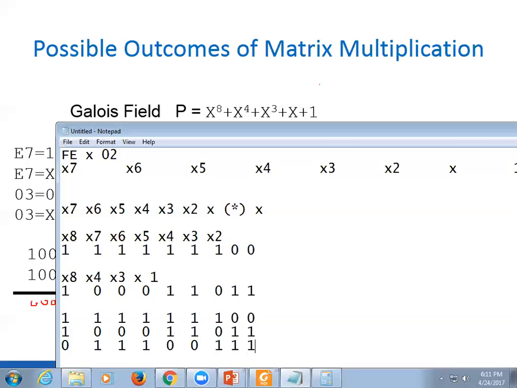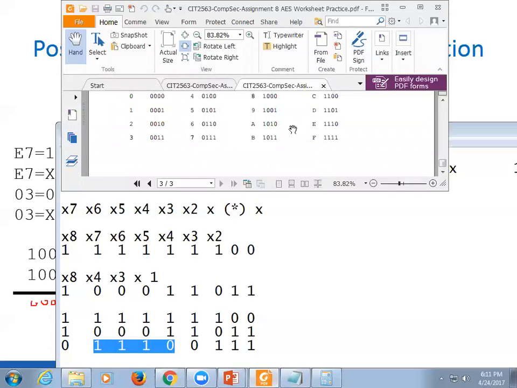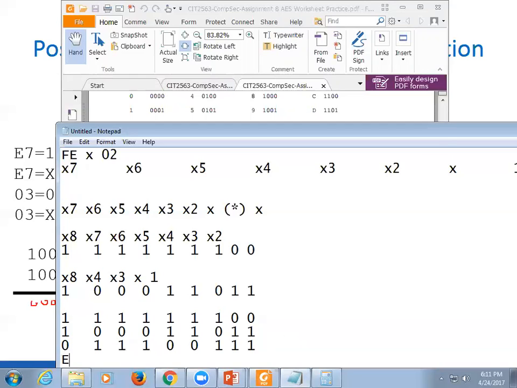You agree? So we end up, what is 1110? 1110 happens to be an E. E and 0111, 7. Sound right? Yes? And so then that goes to that first.